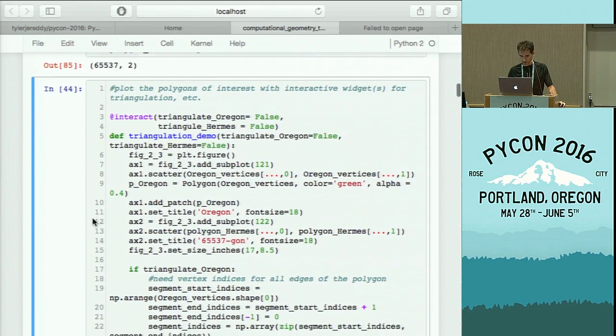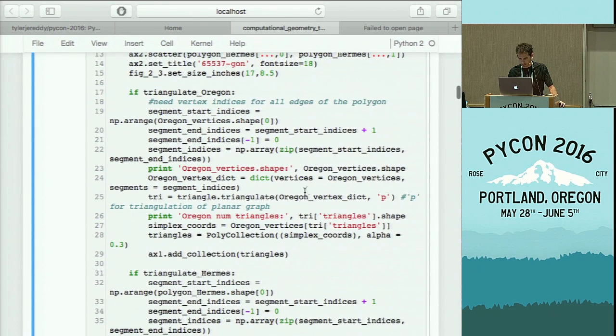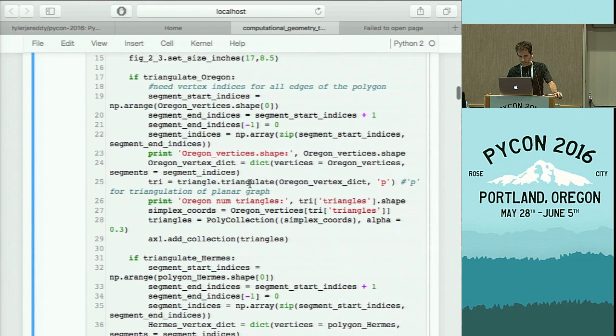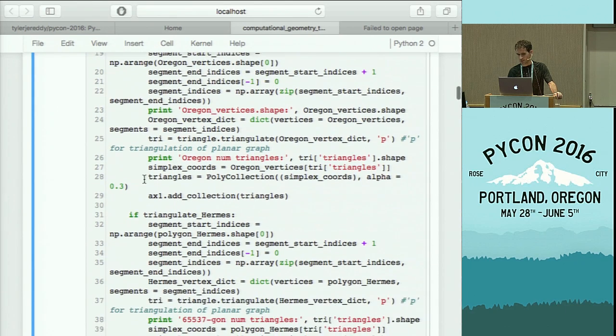So we're going to use this triangle library, which I've got, where is it? Right here. So I basically produced a dictionary of data, because that's the required input for the triangle library. It requires the indices of the segments, so the line segments that connect all of the points in the polygon. And it also requires the vertices, as you'd expect, so the original data points. So the original data points and how they're connected are basically the two inputs. So we feed that into the triangle library with this triangulate function. It also requires this string p, which is apparently just to tell triangle that this is in fact a constrained triangulation of a polygon.